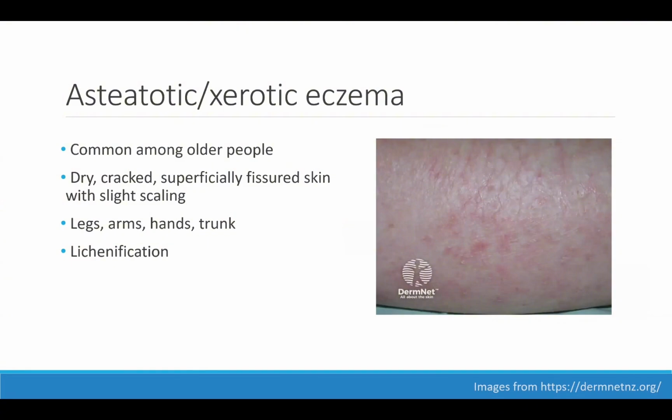Asteatotic or xerotic eczema is eczema due to dry skin. This is another form of endogenous eczema, and it is common among older people. Patients present with dry, cracked, superficially fissured skin with slight scaling. Common sites of involvement include the legs, arms, hands, and trunk, and there can be the presence of lichenification.